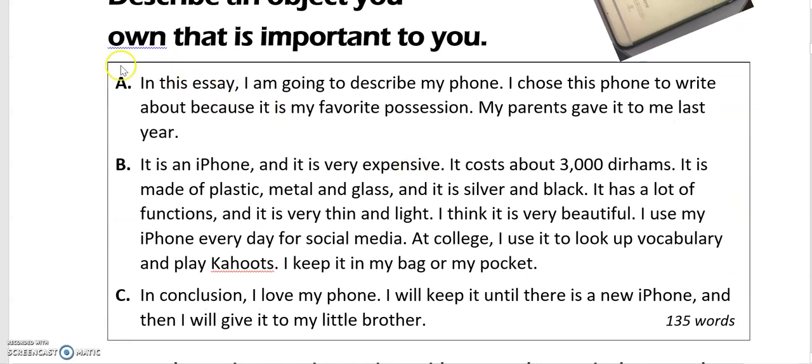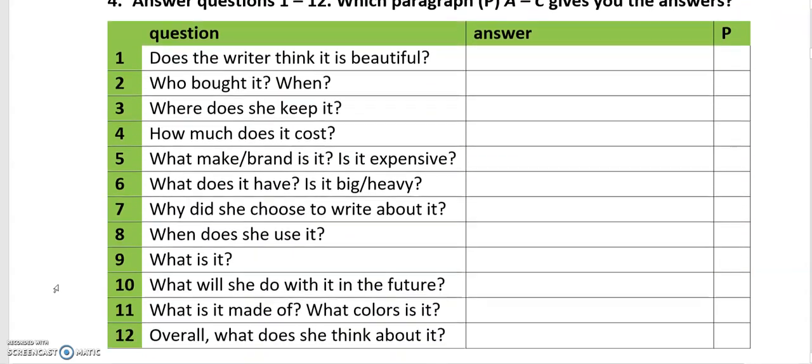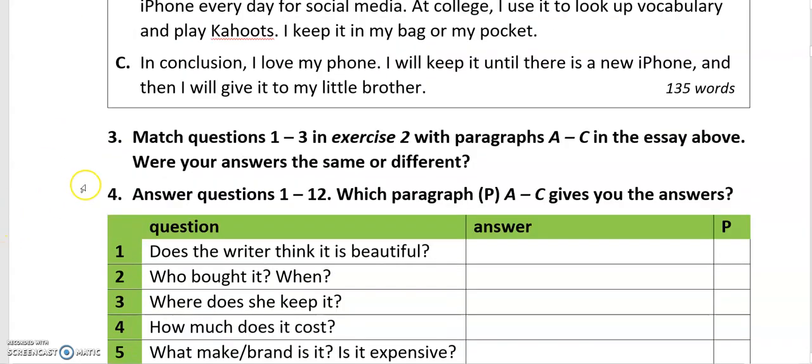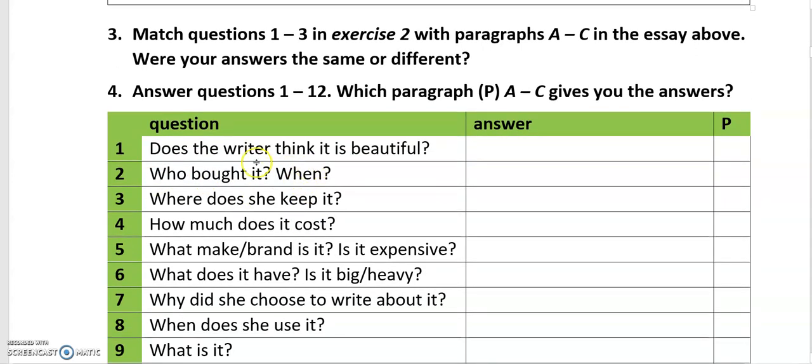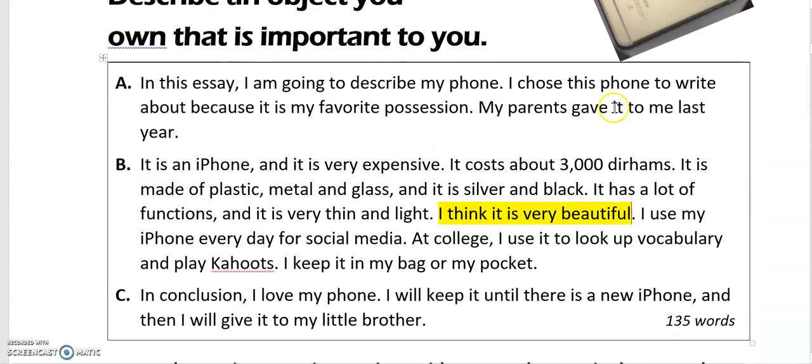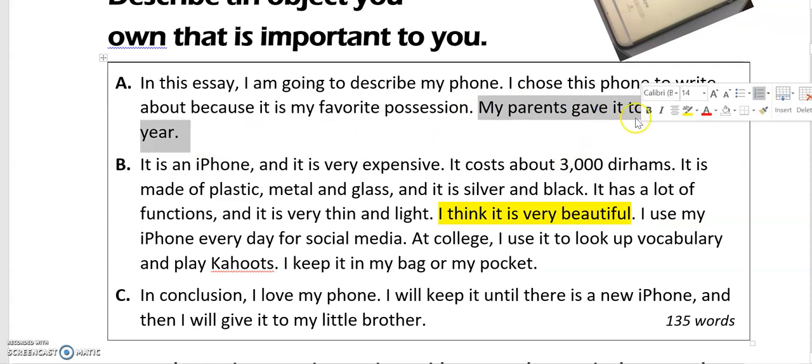Scrolling down, we have the example essay, and take a moment, read through this. I'll pause here, and then we'll look at the questions below. Okay, let's look at the questions below. So, does the writer think it is beautiful? Answer is yes, I think it is very beautiful. That's right there. Who bought it? When? You're looking for the time. Who bought it? My parents gave it to me last year.